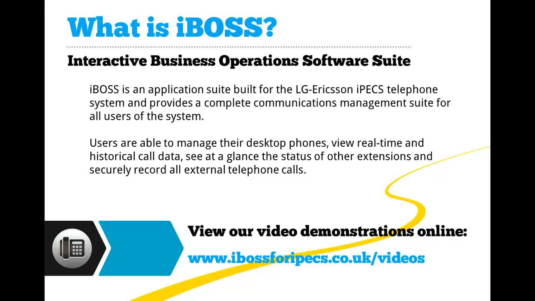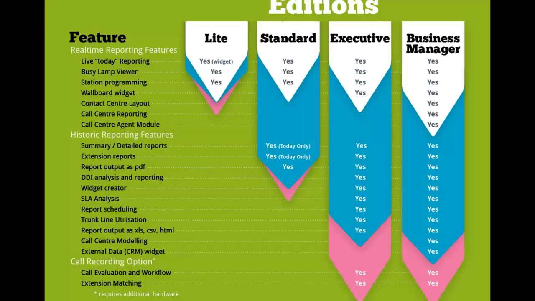So iBOSS contains three key parts: phone monitor, phone manager, and call management. And I'm going to run through all of those parts today, and they do different things in terms of real-time statistics, extension management, and historical reporting. But it's important now to move on to the editions of iBOSS, because there's four editions that we offer. We offer a light, a standard, an executive, and a business manager. And on screen there you can see some of the different features that are available as each of the editions.